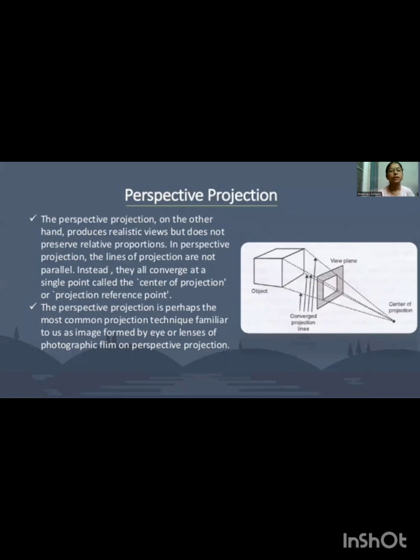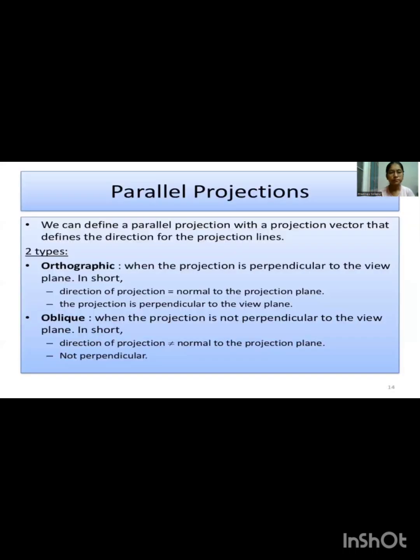Perspective projection. The perspective projection produces realistic views but does not preserve relative proportion. In perspective projection, the lines of projection are not parallel. Instead, they all converge at a single point called the center of projection or projection reference point. The perspective projection is perhaps the most common projection technique, familiar to us as the image formed by the eye or the lenses of photographic film.